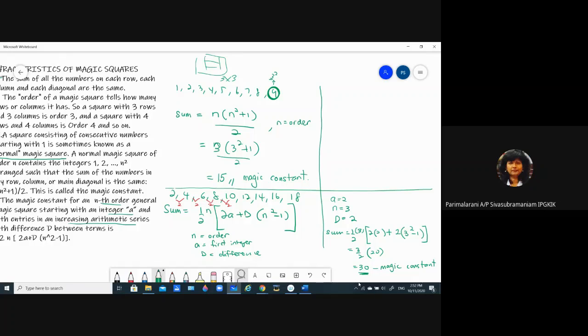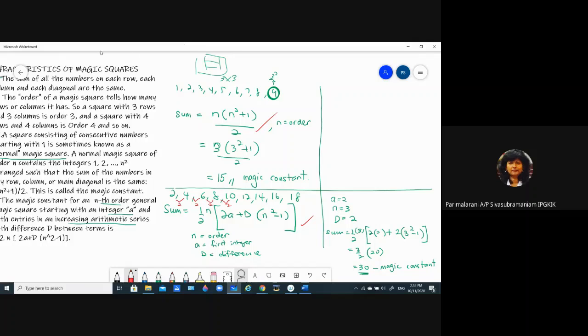Do you understand this? Yes. So if your magic square starts with 1, consecutive numbers, you can use this formula. If your magic square doesn't start with 1, then you use this formula. This is to find the magic constant. You find the magic constant so that when you have put the numbers into the magic square, you can calculate the sum for each row, each column, and each diagonal to determine that it is the same. If it is the same, then it's a magic square. If it's not, then it's not a magic square.